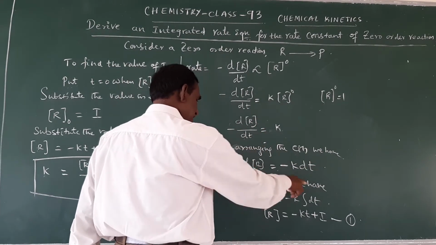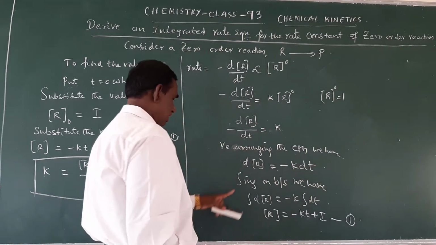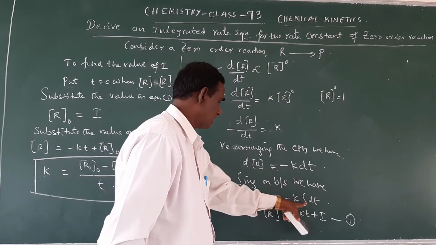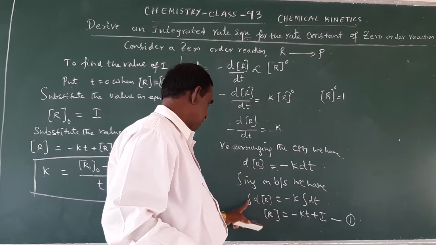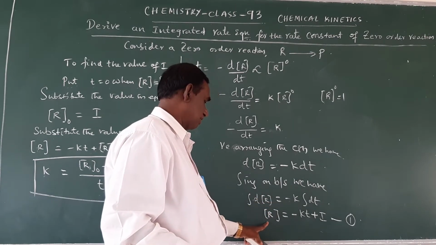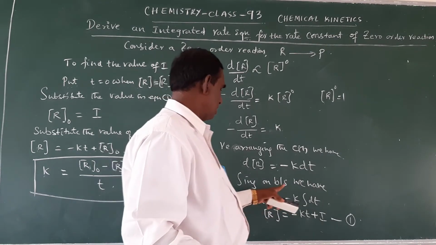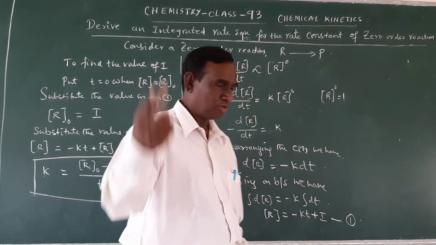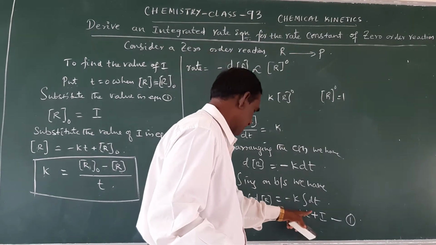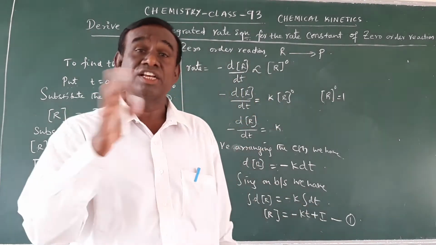Now integrating this equation on both sides, the integration of dR is equal to minus k into the integration of dt. The integration of dR is equal to R, the concentration of R, and that will be equal to minus k into the integration of dt. The integration of dt with respect to t is t. Therefore, R is equal to minus k t plus I, where I is called the integration constant. This is equation 1.